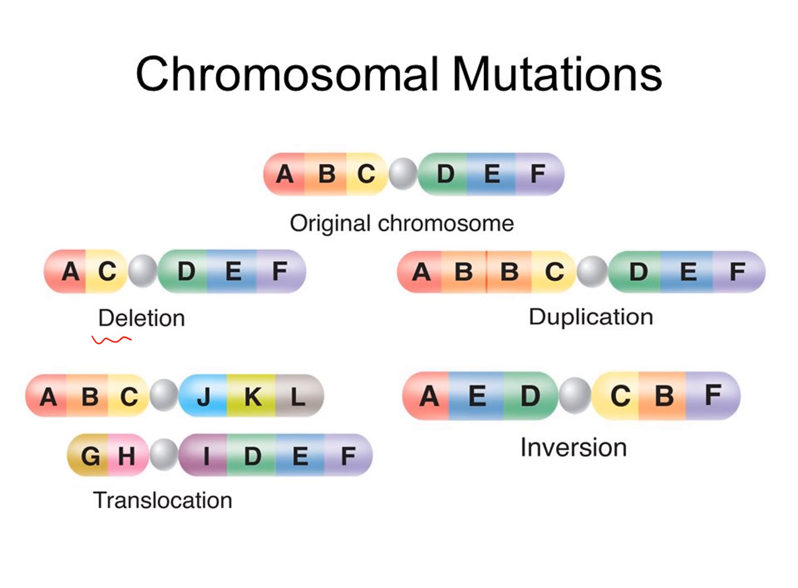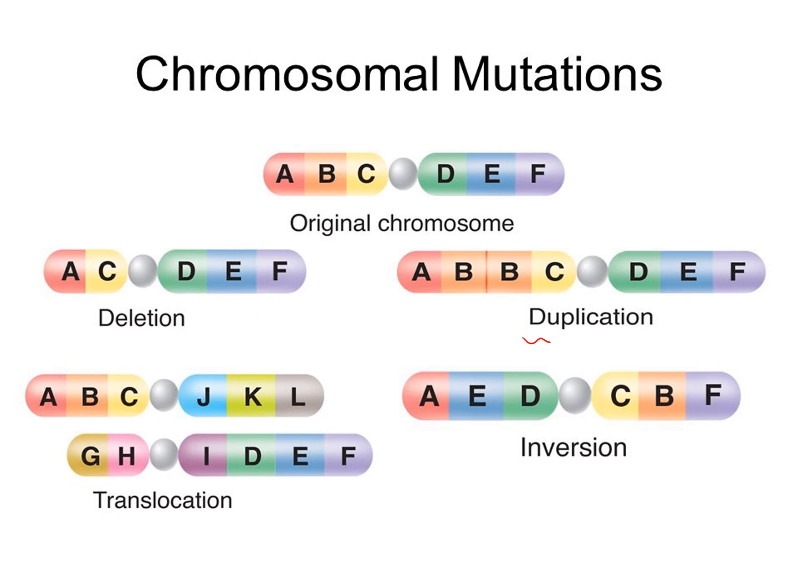In our deletion mutation, we say that a section of a chromosome has been removed. So we can see that we no longer have this B section here. We are not going to be able to make any of the proteins that are coded for by the genes in that section, and that can have a huge impact on the functioning of our cells.